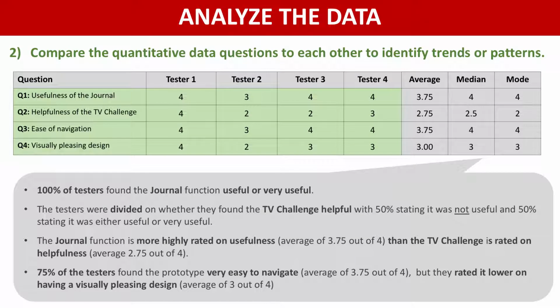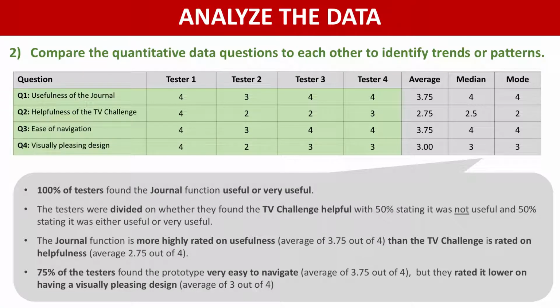Now, our last bullet point about data analysis takes a look at how 75% of the testers found the prototype very easy to navigate. This again goes back to our question number 3, where the average was 3.75 out of 4. But they did rate it lower on having a visually pleasing design, where the average was a 3 out of 4. So again, when we compare ease of navigation to the visually appealing aesthetics of the design itself, they clearly rated it higher on ease of navigation.